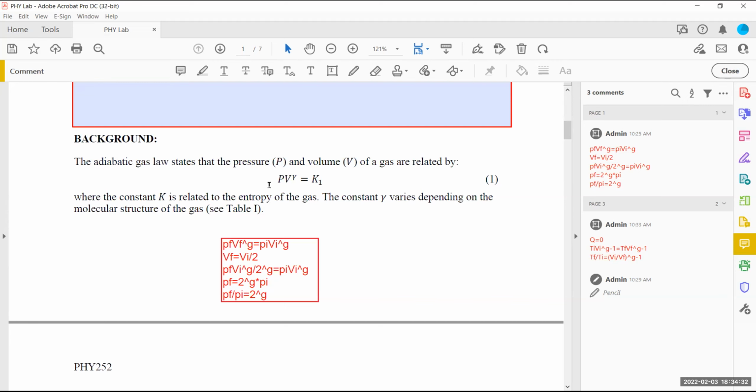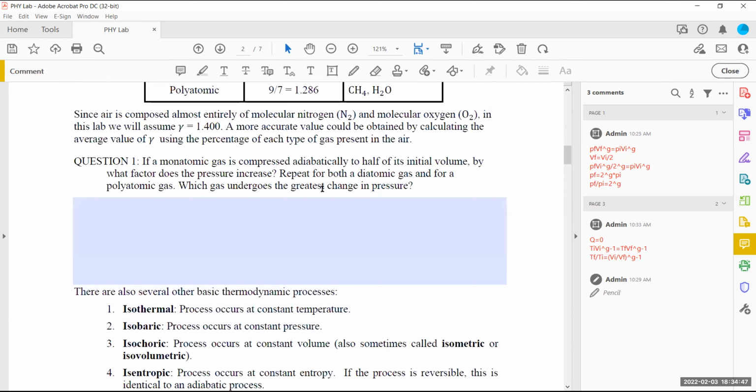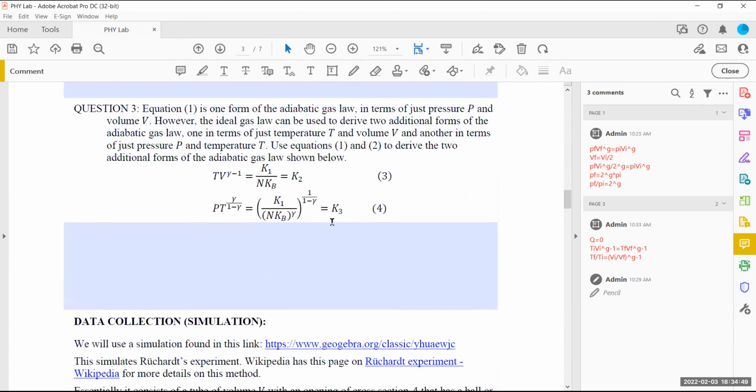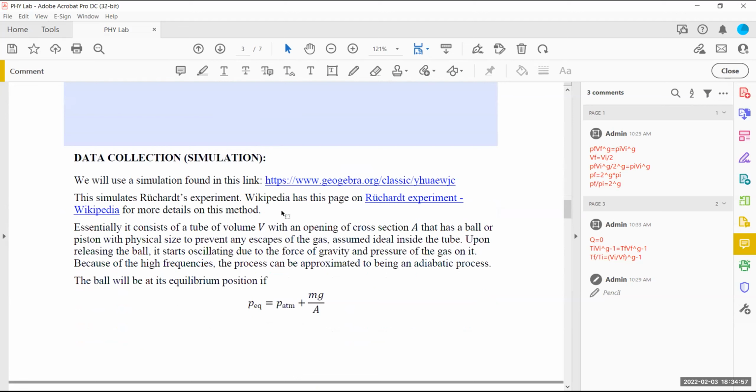So it's going to be P times NkBT to the power gamma over P to the power gamma, and that is equal to K1, and you move the things around, and you're going to find a PT in this expression, and the new constant K3 will be all of this expression in here. So that's basically what it's asking you to do, okay?